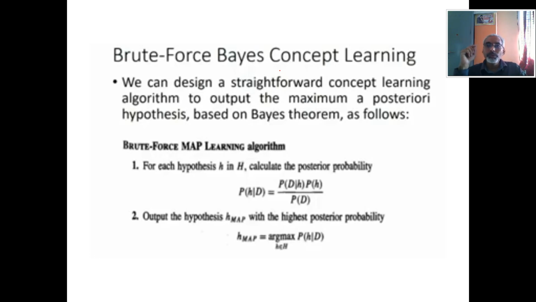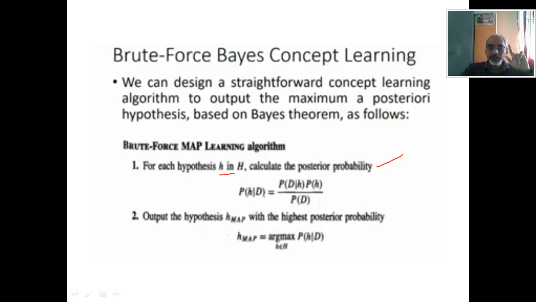Now what does this brute force concept learning algorithm say? It is a very simple algorithm which consists of two steps. What is the first step? For each hypothesis H in the set of all hypotheses, calculate the posterior probability. How do you calculate the posterior probability for all the hypotheses in our hypothesis set? By applying Bayes theorem, right? So what is that?